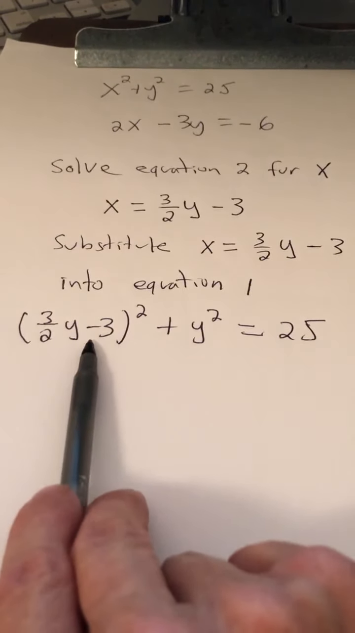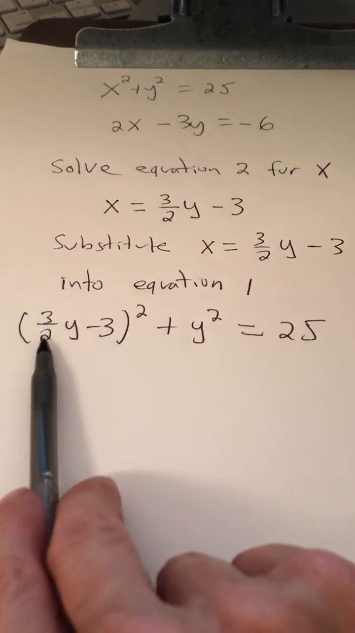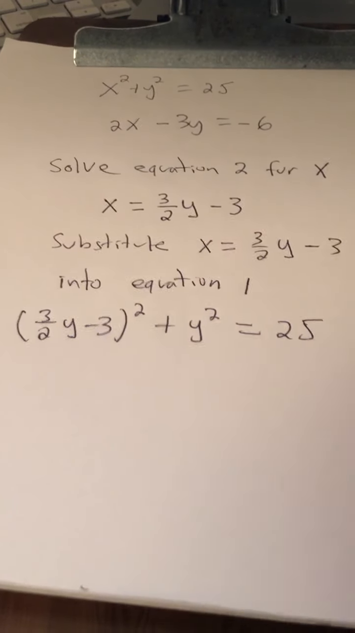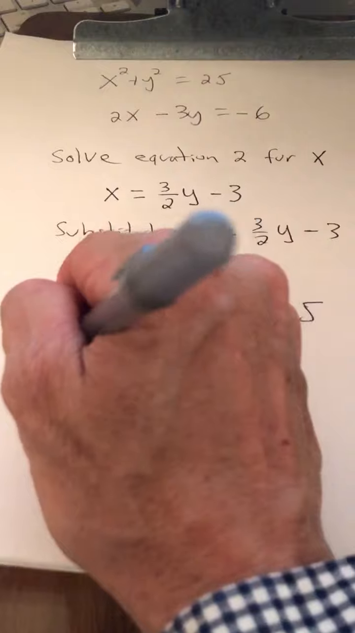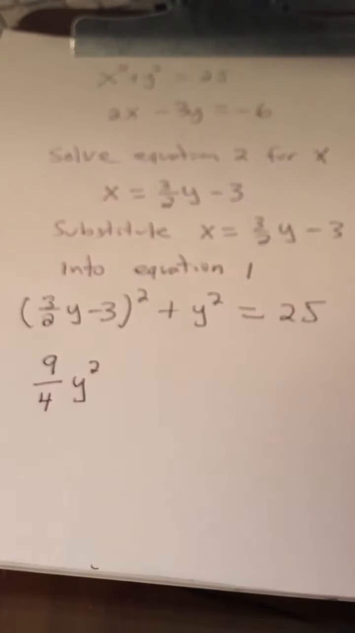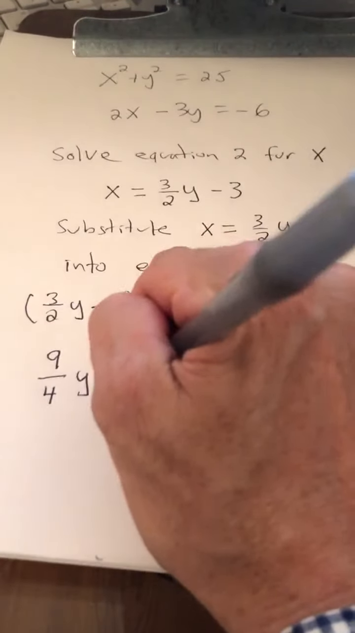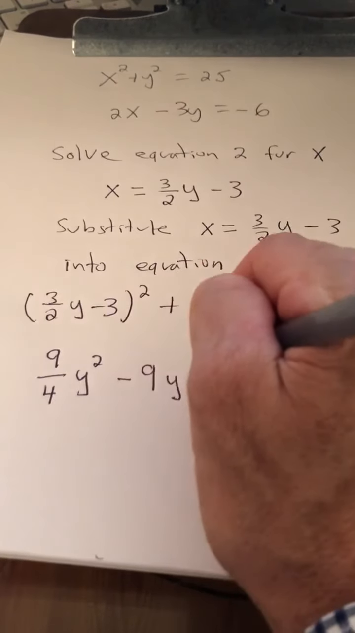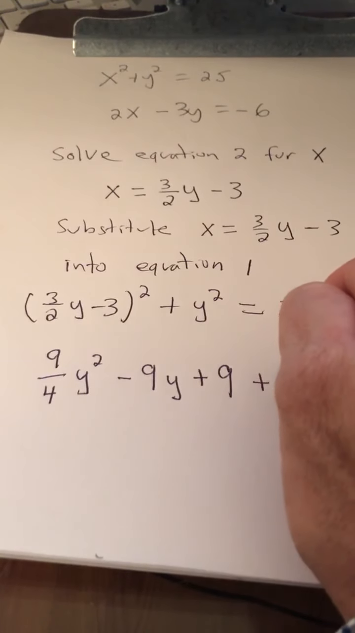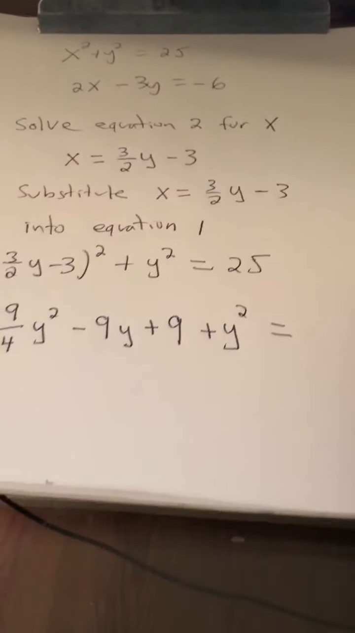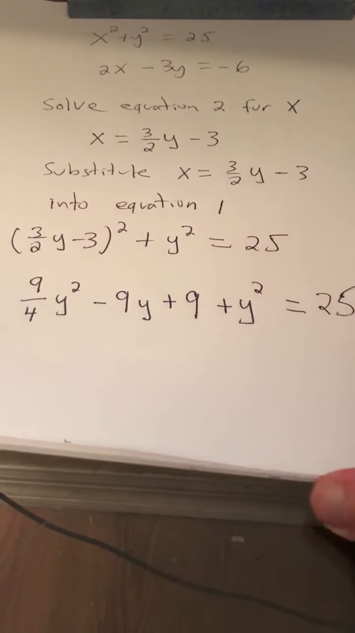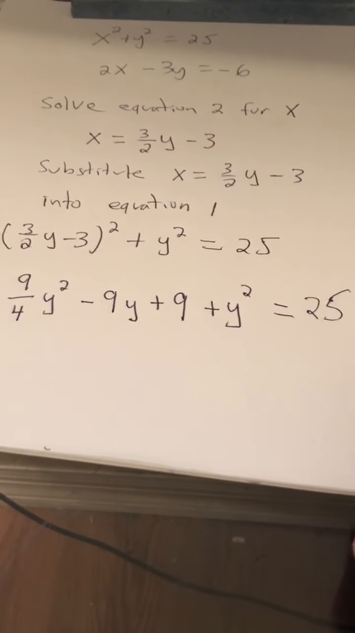So we're going to expand this right now. It's 3/2 y minus 3 times 3/2 y minus 3. So if you expand that out, and again, take a minute to verify this, you have 9/4 y squared minus 9y plus 9 plus y squared equals 25. So what you should notice now is we have one equation involving only y, and it's going to be a quadratic equation, which hopefully we're going to be able to solve.